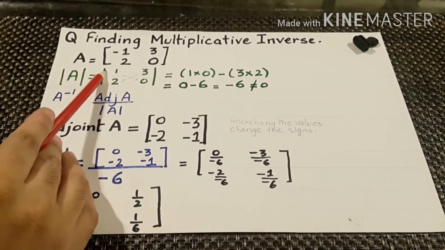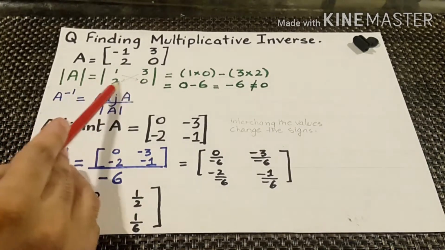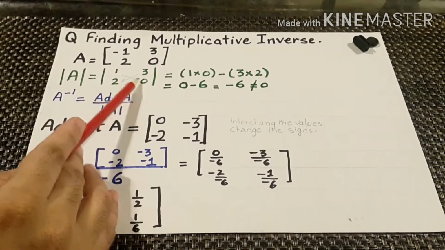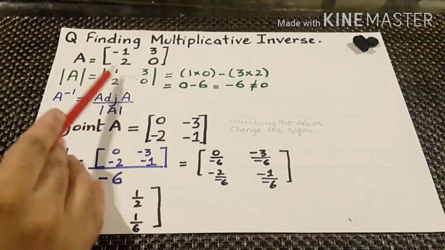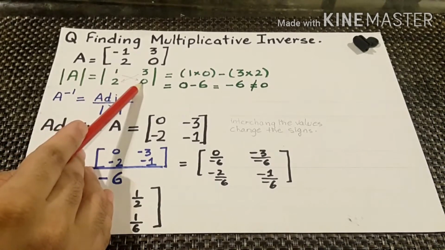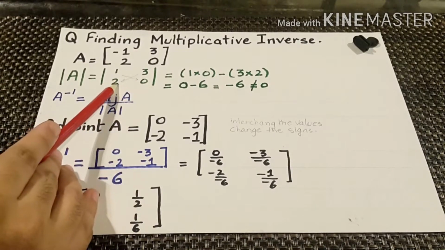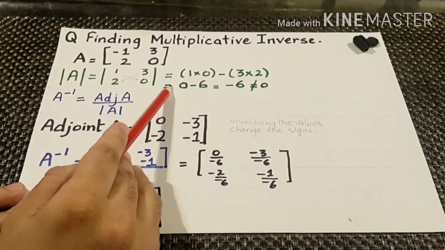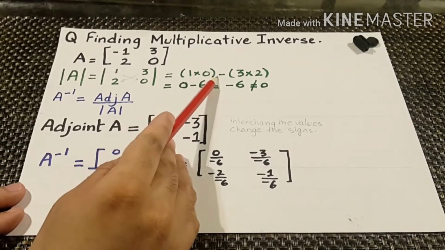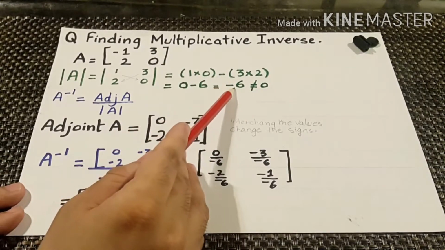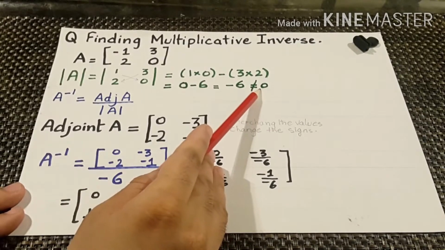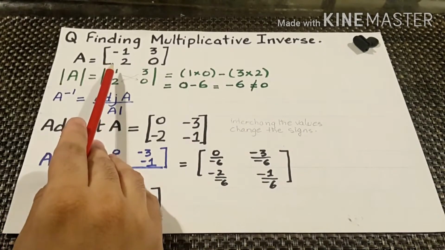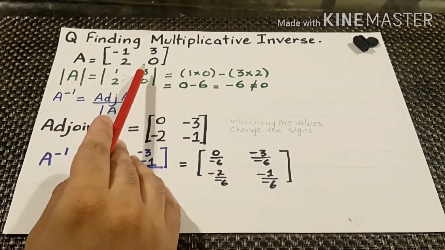How we will find? We write the matrix in this form 1, 3, 2, 0, and in determinant what we do, we cross multiply the elements with the negative sign. That is 1 is multiplied with 0 minus 3 is multiplied with 2. We get 1 into 0 is 0 minus, and 3 times 2 is 6. So our answer is -6, which is not equal to 0. This means that we can further solve the question, and this matrix has its inverse or its inverse exists.